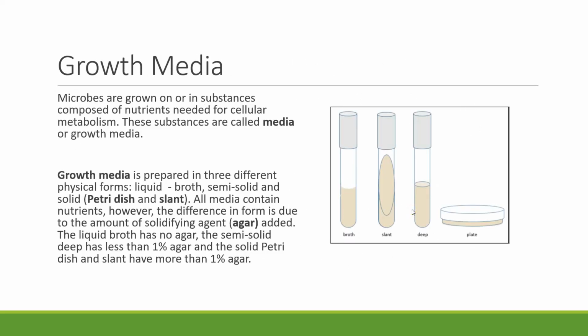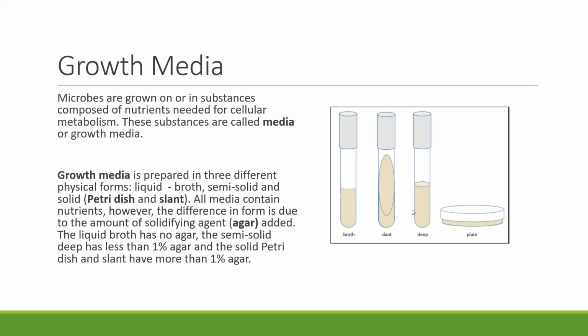So if we're going to grow microbes in the lab, how are we going to do that? Well, microbes are living things just like everything else, so they're going to need nutrients to grow. So we're going to provide those bacteria with the nutrients through what we call a media or a growth media. Media's consistency can be either a liquid, semi-solid, or solid, depending on the amount of agar we use. And agar is the solidifying agent, and it's made from seaweed.